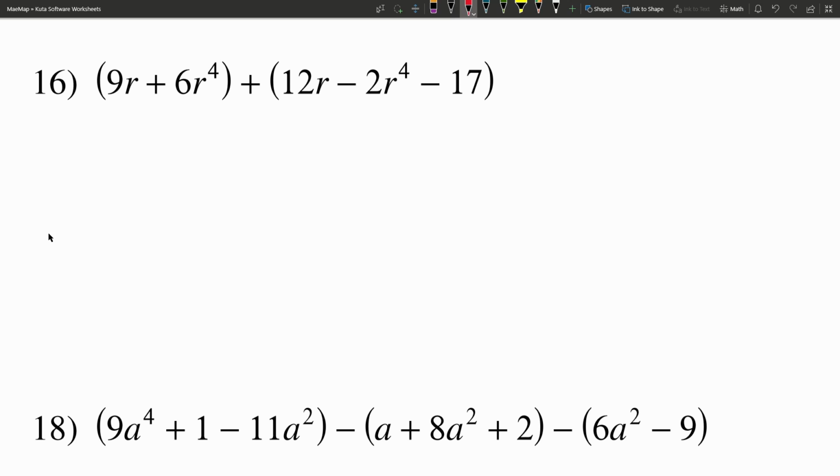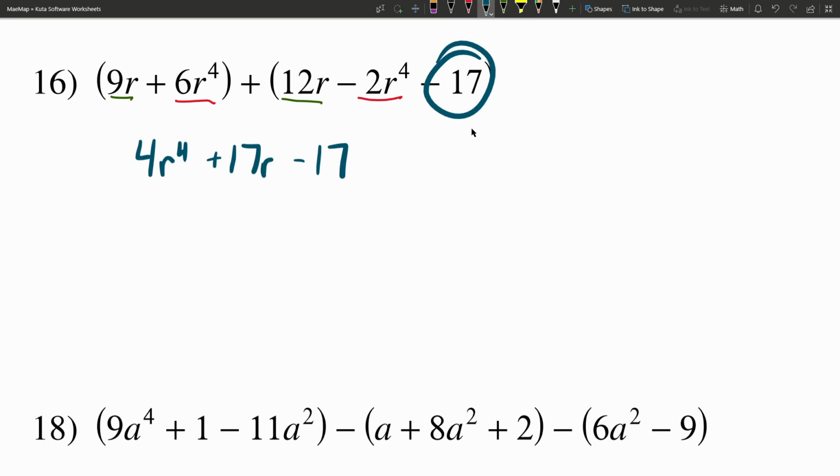In number 16, my variable is r, and I'm adding that second polynomial, so no need to worry about switching those signs inside the parentheses. So let's start by finding our highest degree, which is 4. And I have two separate terms with a degree of 4. I have 6r to the fourth, and I'm subtracting 2r to the fourth, so that's going to be 4r to the fourth. Then I have two other terms of the same degree, that's 9r and 12r, which is 17r, so plus a 17r, and then I'm subtracting that single constant of 17, so minus 17.